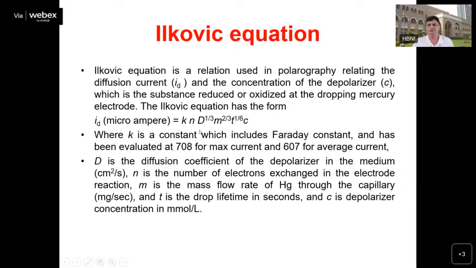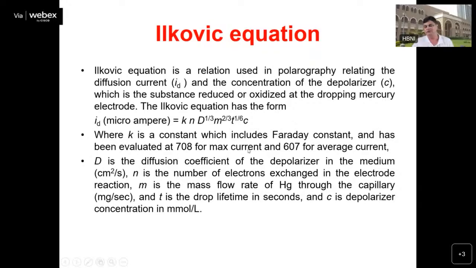That is, I_D is equal to K n D raised to power 1/2, m raised to power 2/3, and t raised to power 1/6, into C. In this case, K is a constant, which includes the Faraday constant, and it has two values: 708 for maximum current and 607 for the average current. So whenever any evaluation is done, it is predefined whether you evaluated the concentration at maximum current or at the average current. In the case of average current, you take the K value of 607, whereas for the maximum, the value is 708.